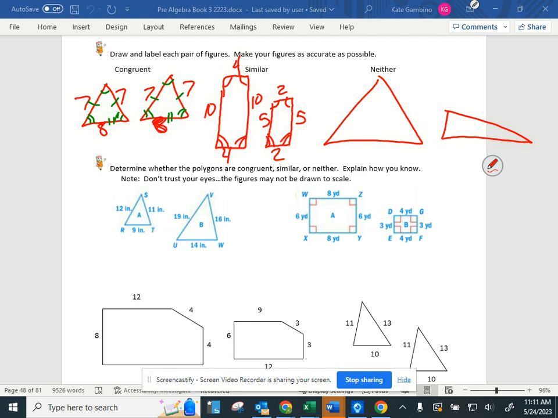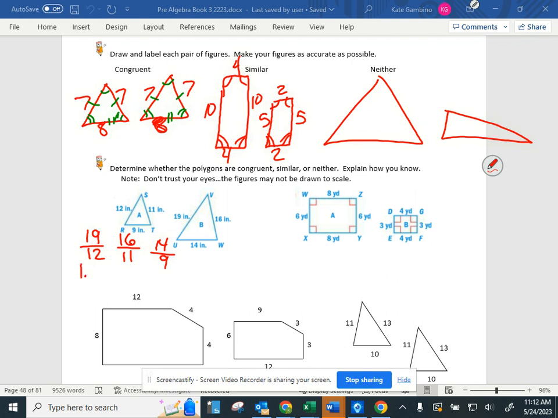Determine whether the polygons are congruent, similar, or neither. Explain how you know. Remember, do not trust your eyes. Do the math. So let's do the first one together so we remember how to do the math. How do I do this first one? You do 19 divided by 12, 16 divided by 11, and 14 divided by 9. And I need to see if that all equals each other. So, you do need your calculator for this, because I don't know 19 divided by 12 off the top of my head.